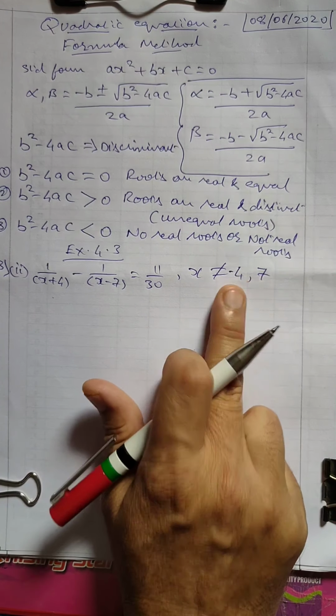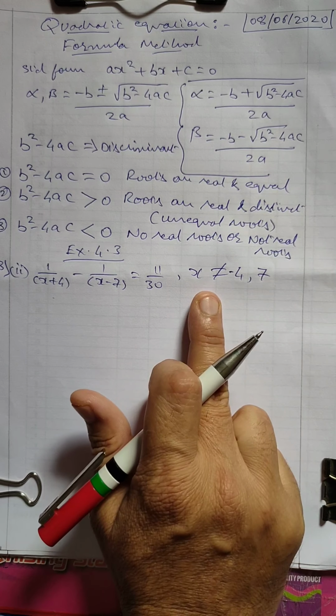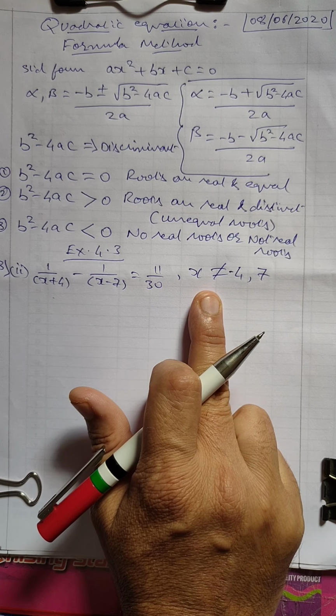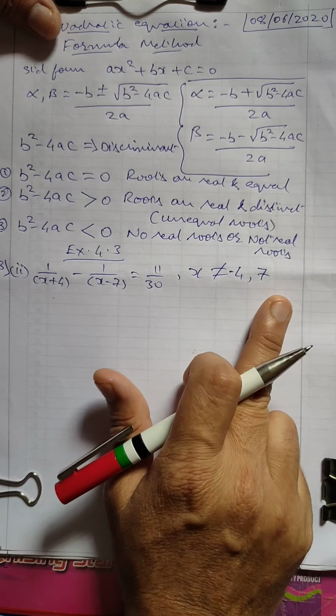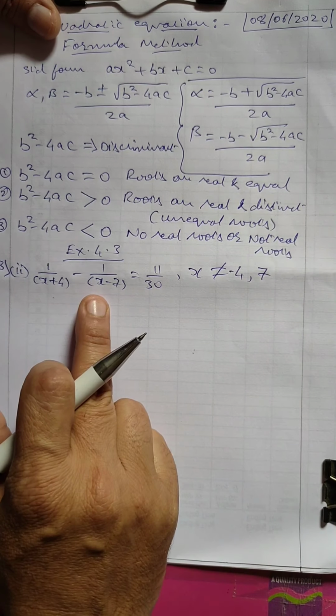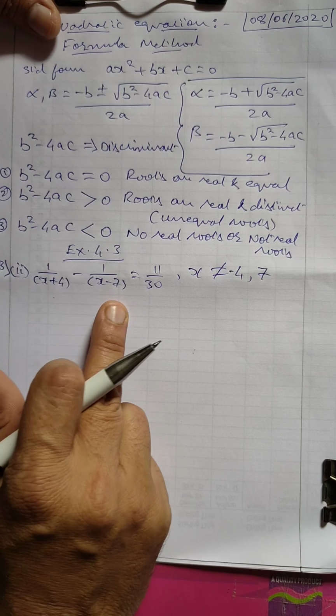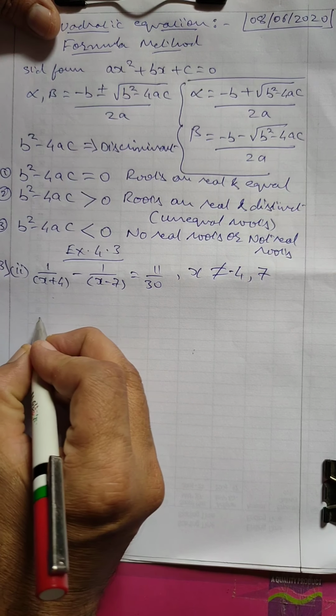Hence they have said that -4 and 7 are not the values of x. That means x has any other values, any integer other than -4 and 7. So let's solve this example. We are going to cross multiply it because we need to have a common denominator.